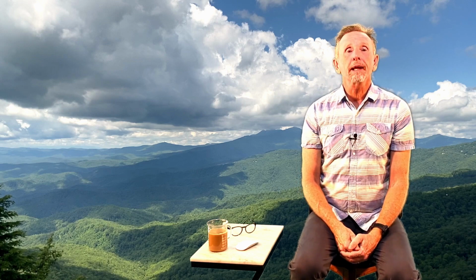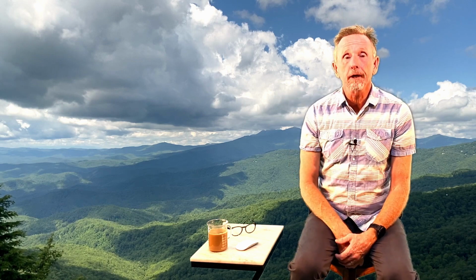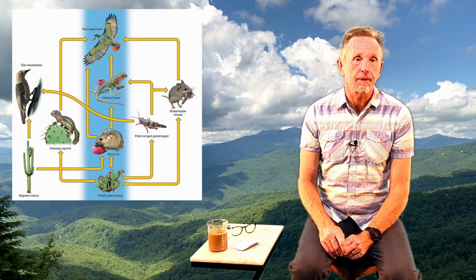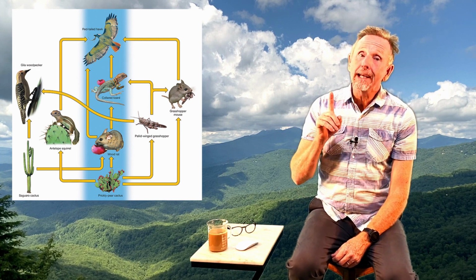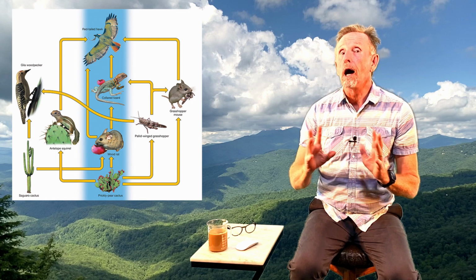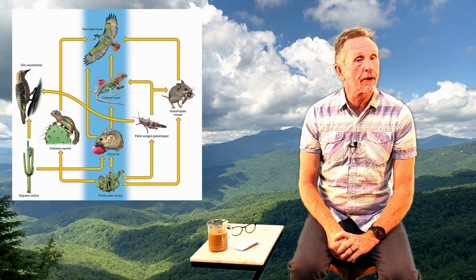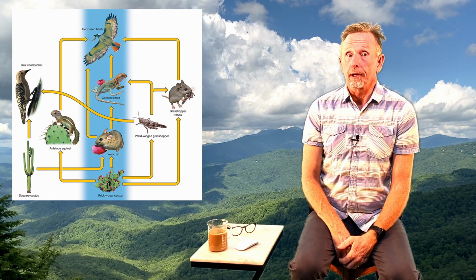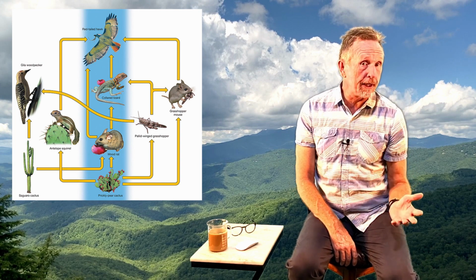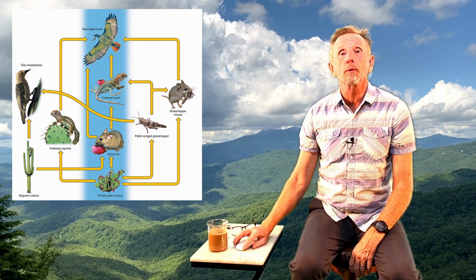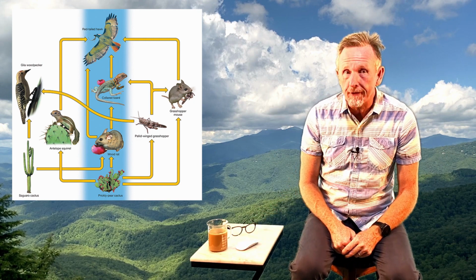So let's take a look at this slide up here of a terrestrial food web. And let me ask this question. How would the extinction of the red-tailed hawk from this food web affect the population sizes of the other species? Would any species increase in number? Would any species decrease in number? And who would wind up being relatively unaffected?